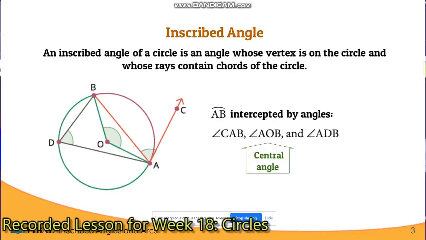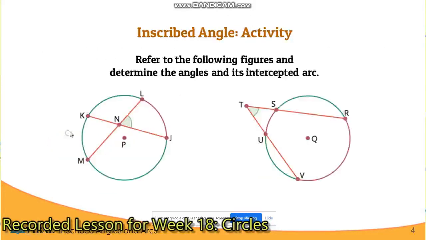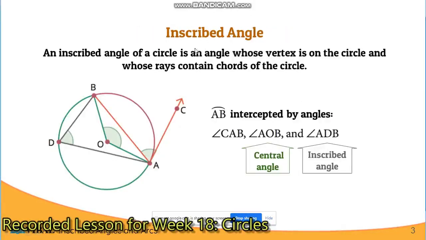Okay? So, in this case, you have the central angle AOB. Alam natin na ang vertex ng central angle is within the center. Next, we have the inscribed angle. Ang inscribed angle natin dito is ADB. And then, we also have BAD. This one is also an inscribed angle. Why? Because the vertex lies on the circumference of the circle. Ito din po ay inscribed angle din. Yung ating CAB.